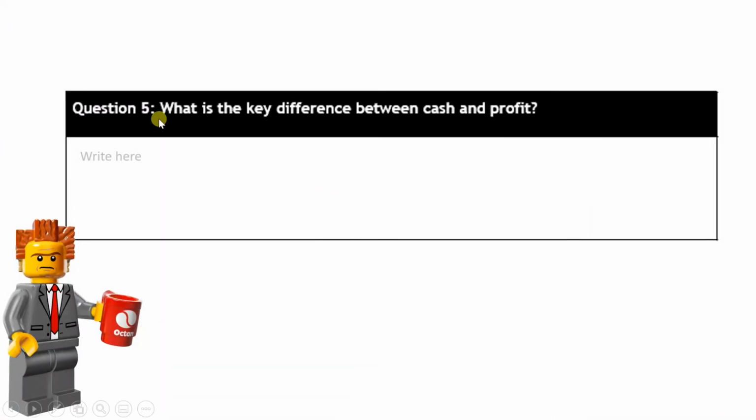Question 5 from President Business. What is the key difference between cash and profit? So here's a few things to think about. Cash, as you know, is the money in your hand, but you can also call cash the one that sits in the bank as well. And cash is the asset which businesses choose to pay expenses, choose to buy machinery. So that's what cash is.